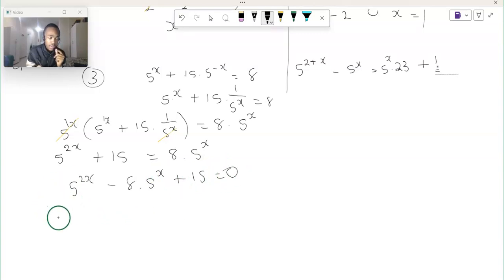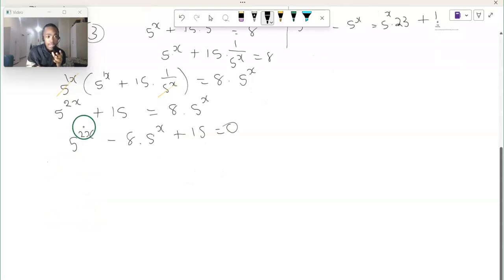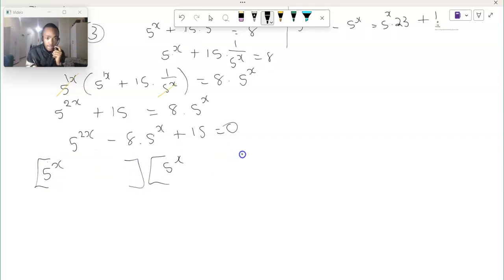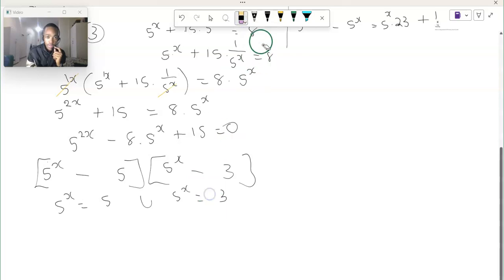And therefore this is a quadratic equation. Most of you will let 5x equal k. That's fine too, but to not waste your time, you can just factorise: 5x here, 5x here, and then this will be 5 and 3, negative and negative. So 5x equals 5, or 5x is equal to 3. Sorry about that, it should be positive 3.